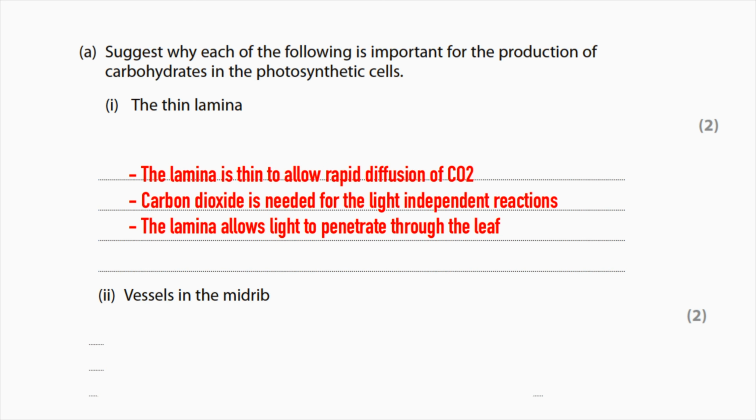The lamina also allows the light to penetrate. So basically the blade or the leaf blade is needed for both the diffusion of gases, being thin, and being wide or broad that allows more light energy to be trapped.